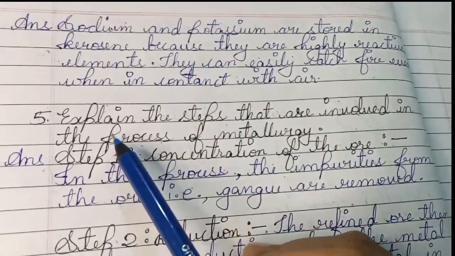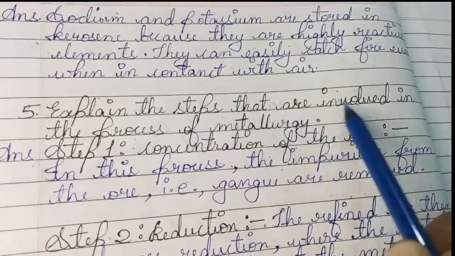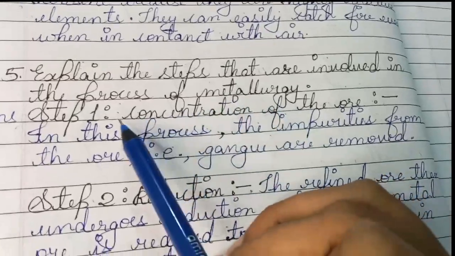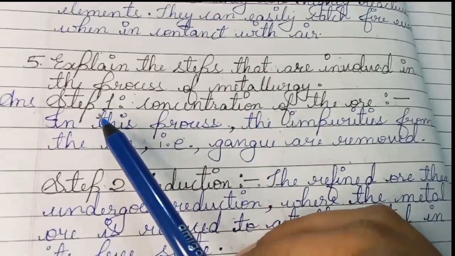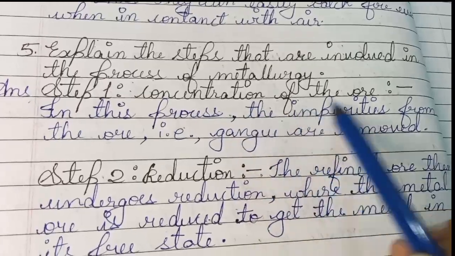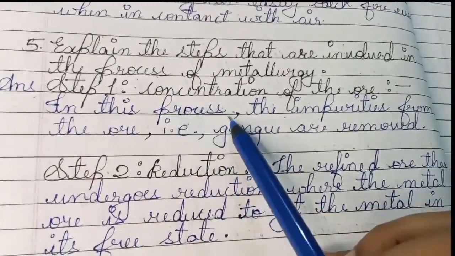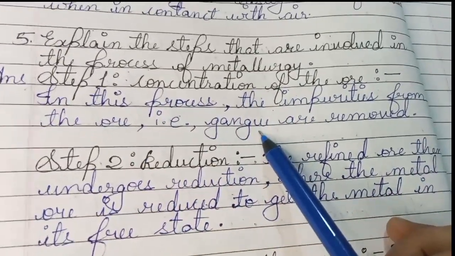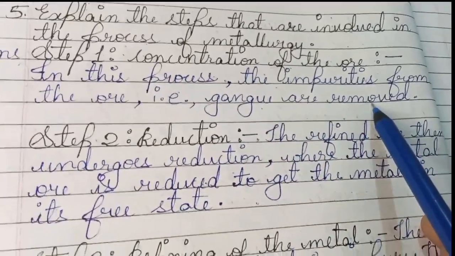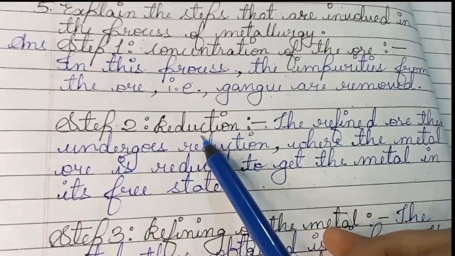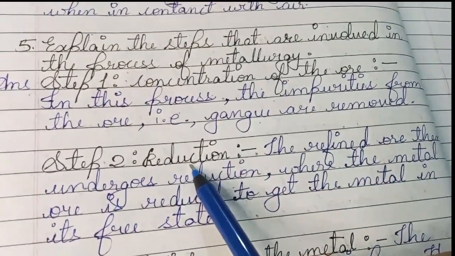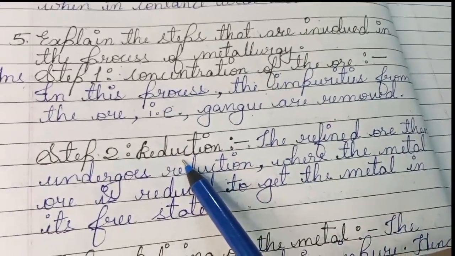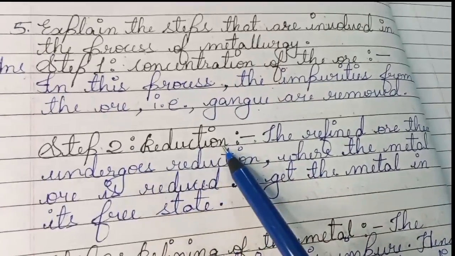Now next question. Explain the steps that are involved in the process of metallurgy. So these are the steps. So step number 1, concentration of the ore. In this process, the impurities from the ore, that is gangue, are removed. Step number 2, reduction. First one was concentration of the ore, second one is reduction.